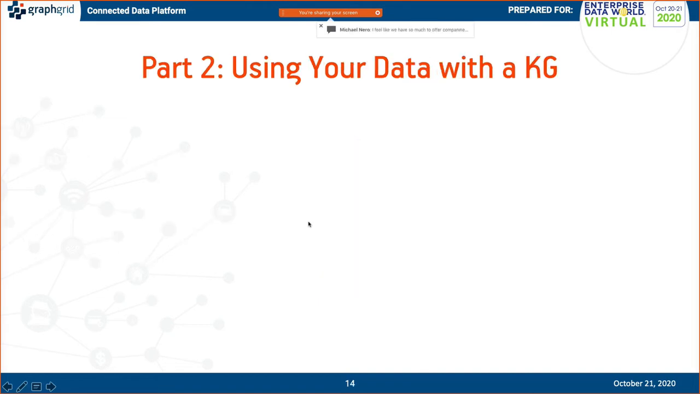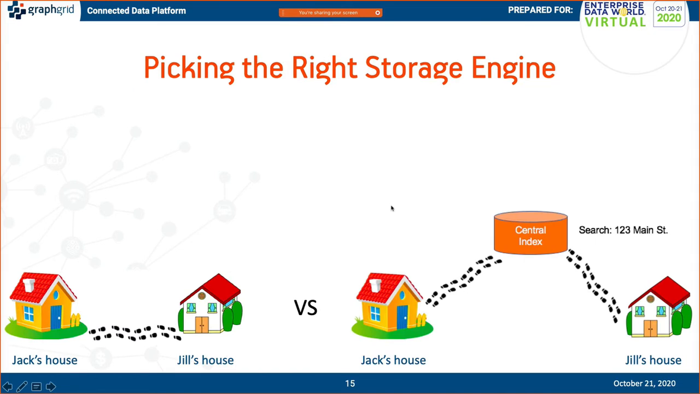So now that we have the basic building blocks, we're going to start looking at how to use your data with a knowledge graph. One of the key things is always picking the right storage engine. As graphs have become more and more popular over the years, we have a couple of different approaches. Traditionally, everybody has their data in tables, and those rely on indexes to connect data elements. So if we have Jack and Jill's house, in a graph that does not rely on indexes to move between data elements, I could go directly from Jack's house to Jill's house.